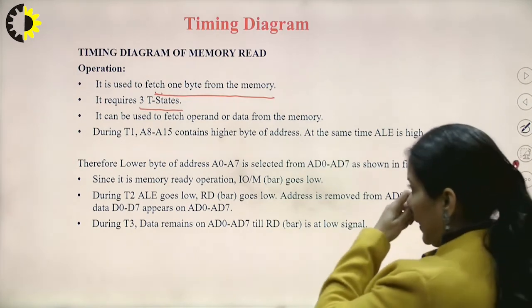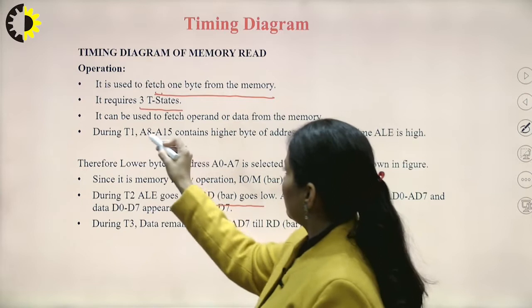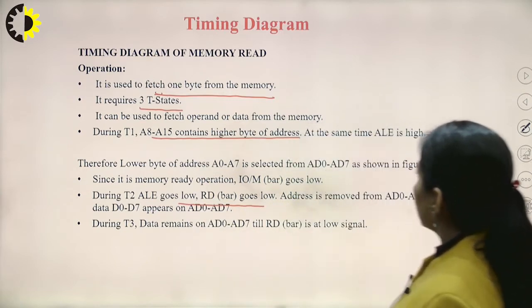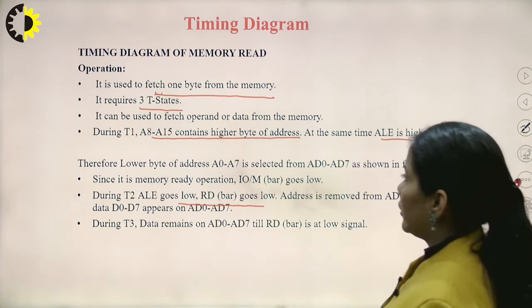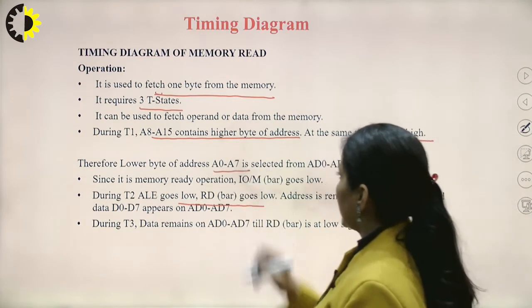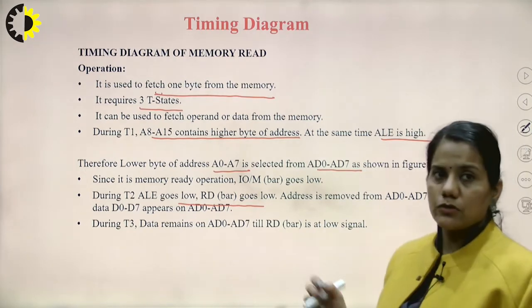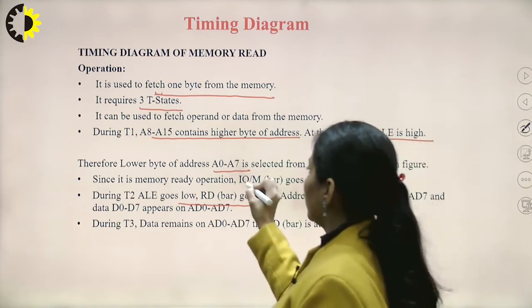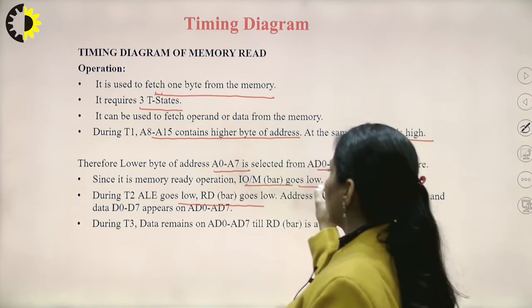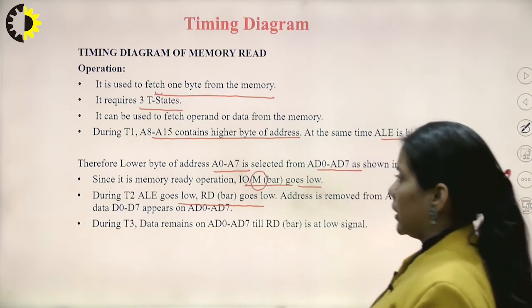During T1, A8 to A15 contains the higher byte of the address, and at the same time ALE is high. Therefore, the lower byte of the address, A0 to A7, is selected from AD0 to AD7 as shown in the figure. Since it is a memory read operation, IO/M bar goes low, because memory is the active low part.